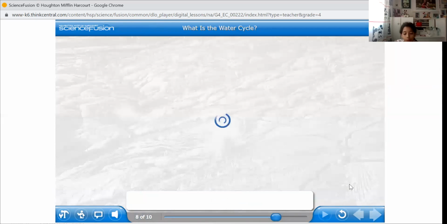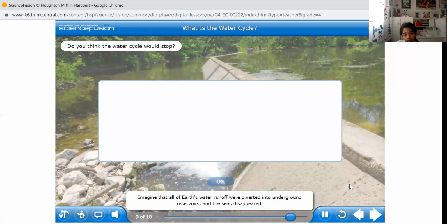This is the final slide. Let's see. Imagine that all of Earth's water runoff were diverted into underground reservoirs and the seas disappeared. Sounds like a real problem. Describe what you think might happen. Do you think the water cycle would stop? Type your answer in the space below. Click OK when you're done.